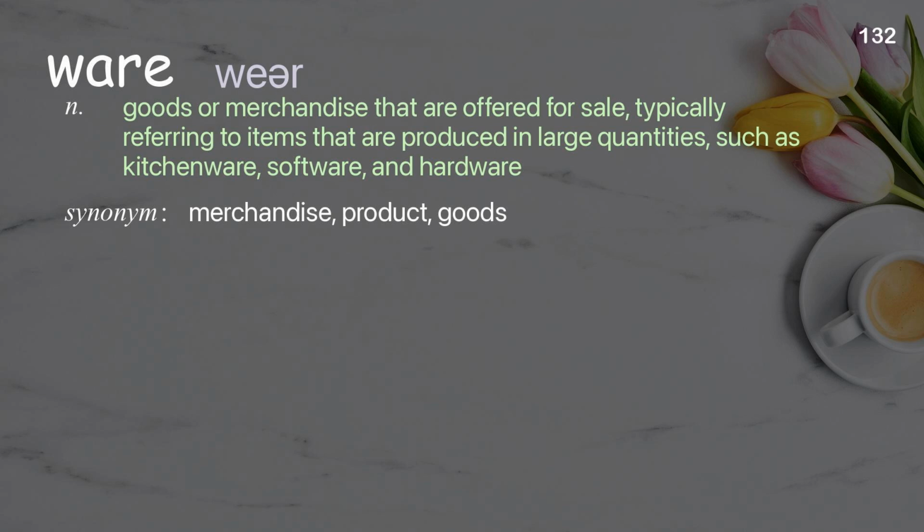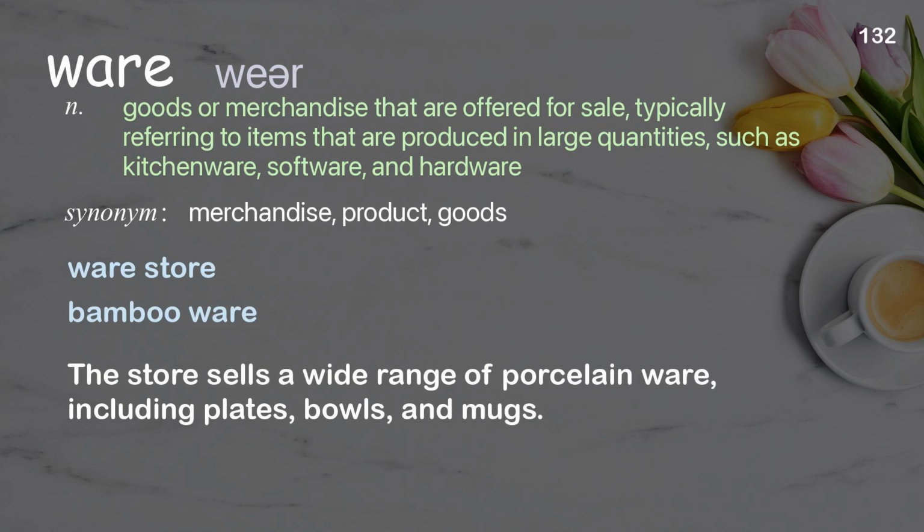Ware. Goods or merchandise that are offered for sale, typically referring to items that are produced in large quantities, such as kitchenware, software, and hardware. Examples: Ware store. Bamboo ware. The store sells a wide range of porcelain ware, including plates, bowls, and mugs.